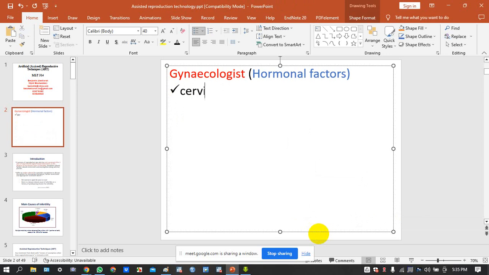Cervical mucus plug. You know, the cervix has to be closed. It has to be closed by a plug, so that infection will not enter through the cervix and go and affect the woman. So that is why we have the cervical mucus plug, that is protecting the cervix, the hole inside the cervix.